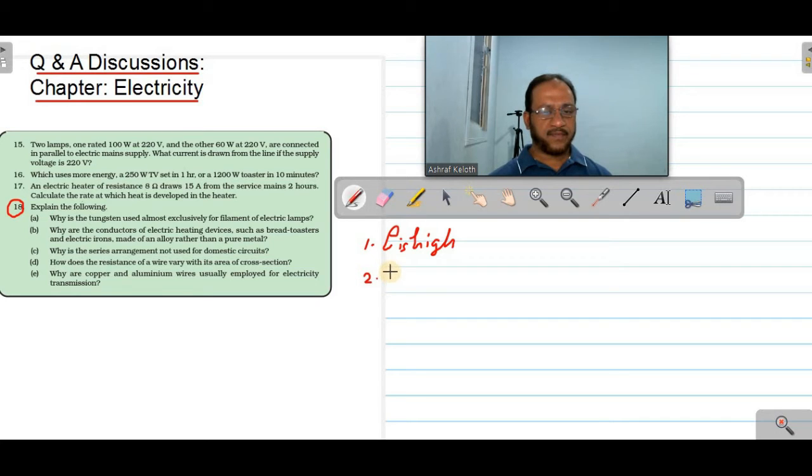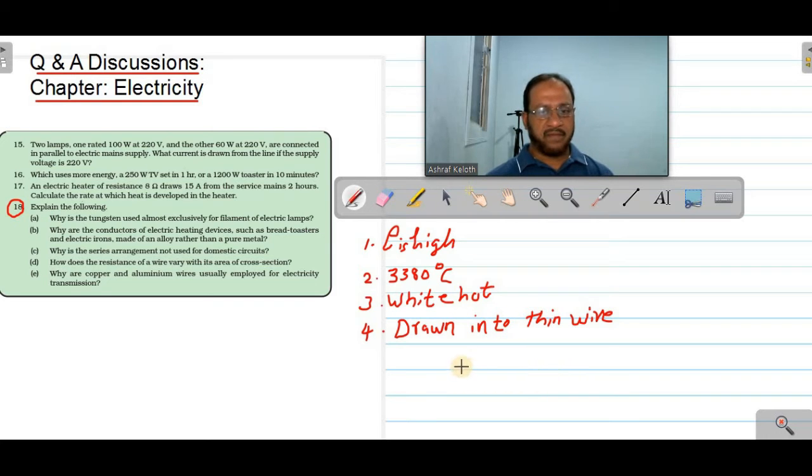Very good. That is how much? 3380 degrees Celsius. Good. So it has a very high melting point. Because of this very high melting point, it can be heated to white hot. It can be drawn into thin wires. It is highly ductile. What is the advantage of making thin wire? Because resistance is equal to rho into L by A. When we make it thin wire, area of cross section will decrease. When area of cross section decreases, resistance will increase. When resistance increases, heat developed I square RT will increase. When more heat energy is developed, as per the equation H is equal to I square RT, it will start glowing with white light.